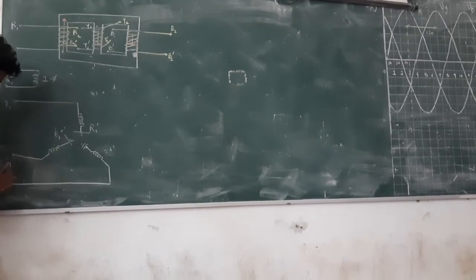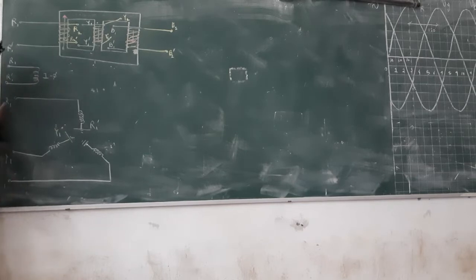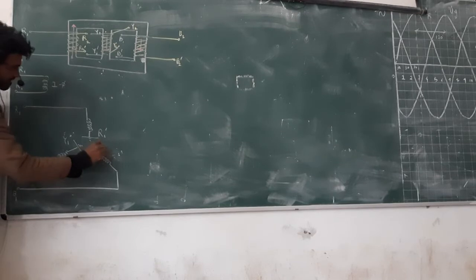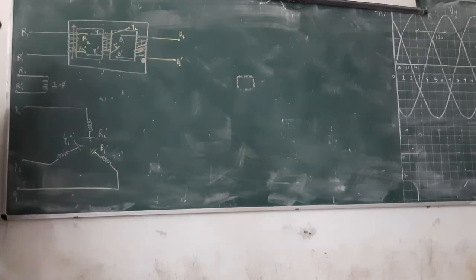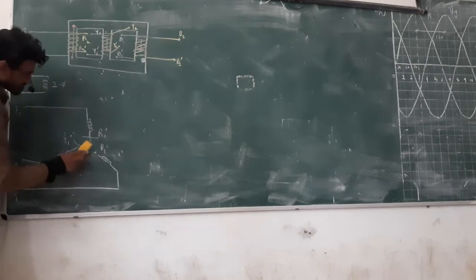Then, RY, and then B. The sequence will be R, Y, B. Remember it, okay? B1, and here is the B1 dash. Clear? And now I will connect all the ground in this way.